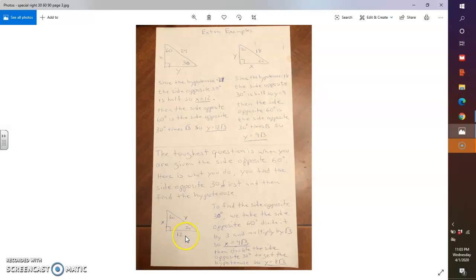So 12 divided by 3 is 4, and 4 times root 3 is 4 root 3. And once I have my side opposite 30, I just double it to get my hypotenuse. 4 root 3 doubled is 8 root 3. And you can check it. 4 root 3 squared plus 12 squared will equal 8 root 3 squared.